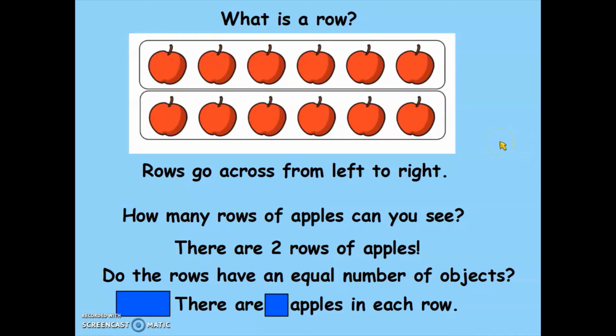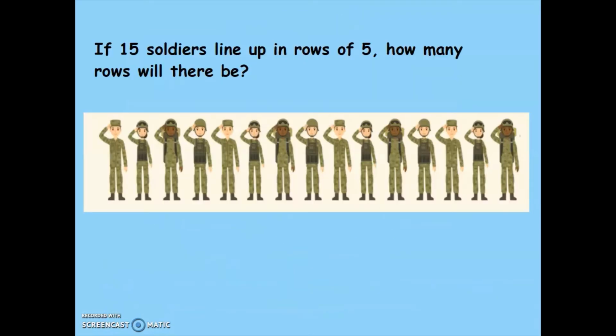Do the rows have equal numbers of objects? Remember, for it to be an array, it's got to have equal number in the rows. So let's have a count. 1, 2, 3, 4, 5, 6. 1, 2, 3, 4, 5, 6. So yes, the rows have an equal number of objects, and there are 6 apples in each row.